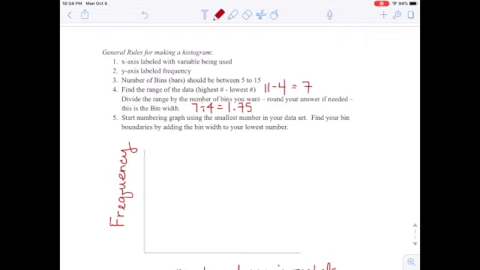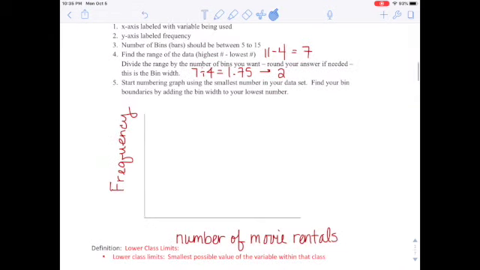I do not want to have a bin size with a decimal, so I'm going to round the bin width up to 2. Every single bar width is going to be 2. Now, the next step says to start numbering the graph using the smallest number in your data set. The smallest number in our data set is 4, so I'm going to start with 4 and go up by 2.